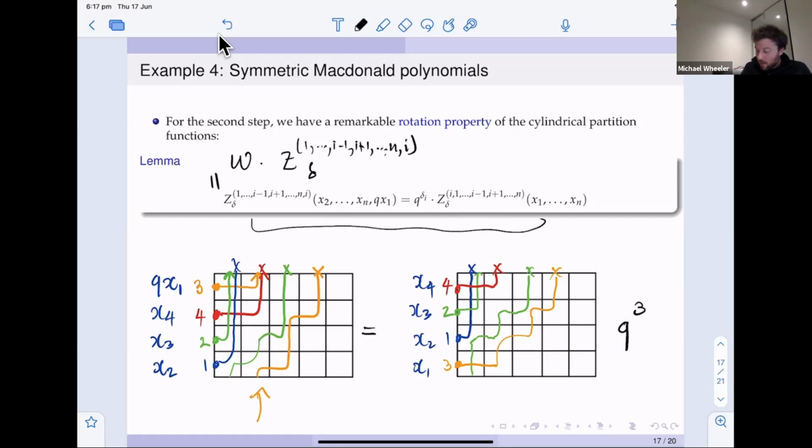Okay. So that lemma combined with the previous lemma, that completes the proof. So that proves the eigenrelation for the non-symmetric Macdonalds, and therefore the object that you have up to normalization has to be the non-symmetric Macdonald. Okay. Are there any questions on that procedure?